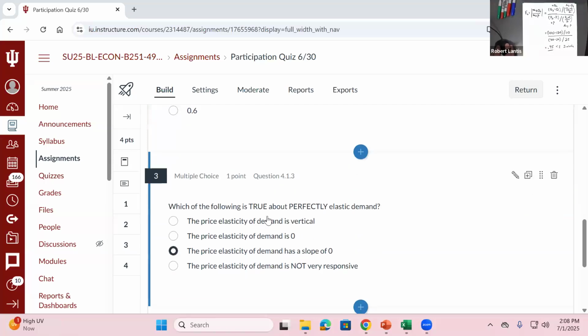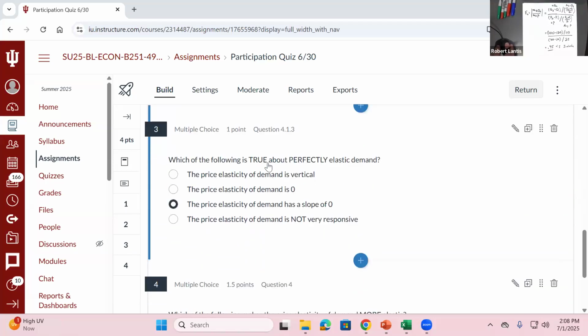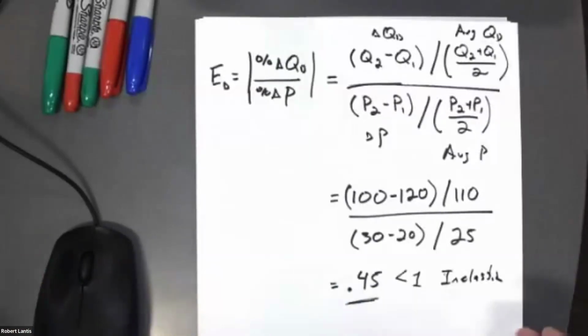And then, which of the following is going to be true about a perfectly elastic demand curve? Remember, one way you can help remind yourself is to ask: is it a vertical or a completely horizontal curve? We have perfectly inelastic or perfectly elastic, and those were vertical and horizontal curves.